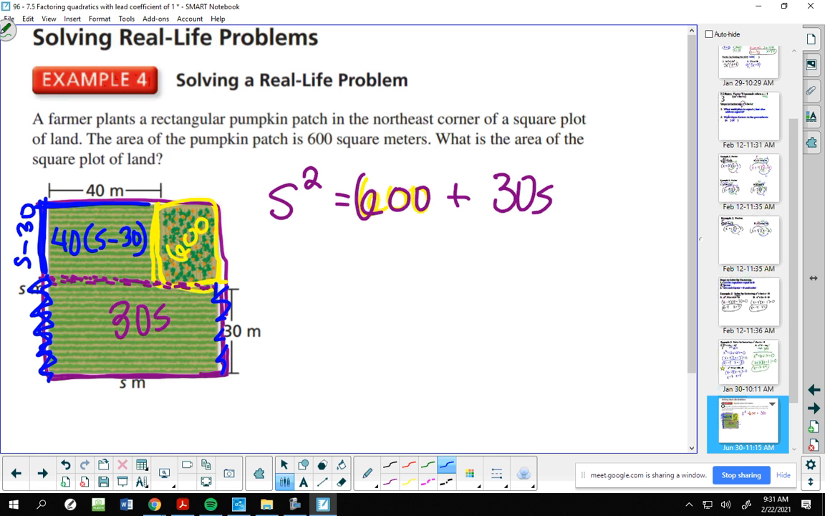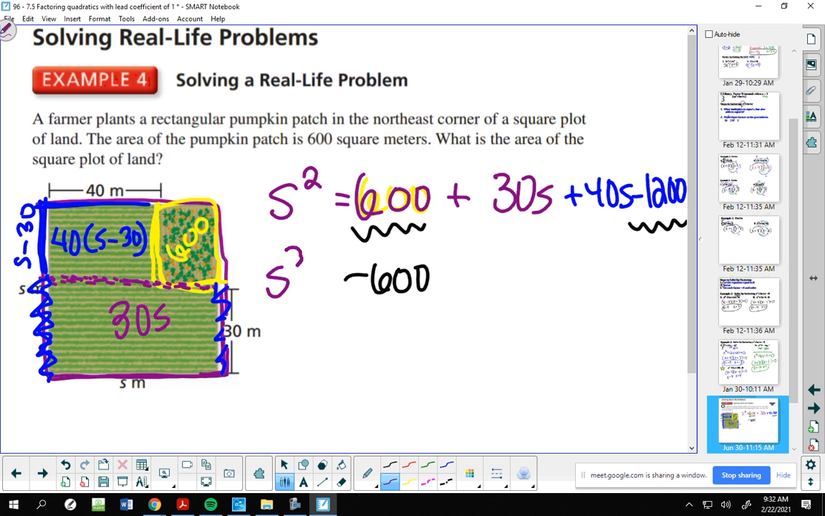So I'm going to distribute that to get 40S minus 1,200, yep, 1,200. And now let's combine like terms on the right side. We have 600 minus 1,200 is negative 600. Okay, so we have S squared equals negative 600. And then we have 30S plus 40S is 70S. Starts to look like a trinomial almost, right? It's just that we need to put all the terms on one side.